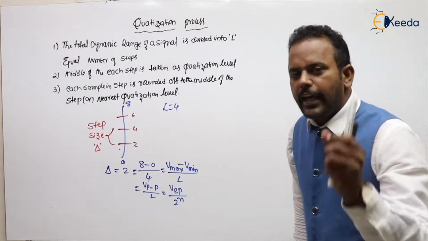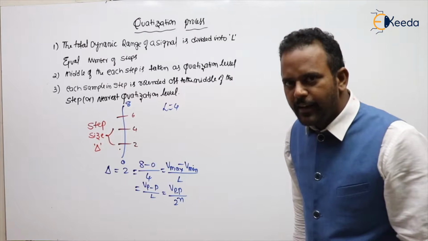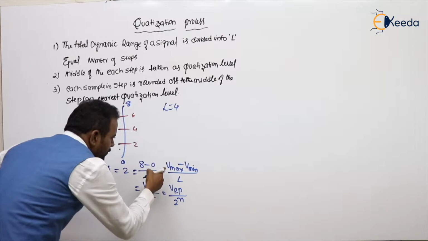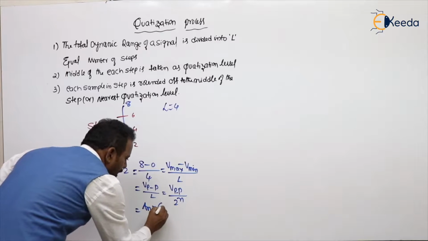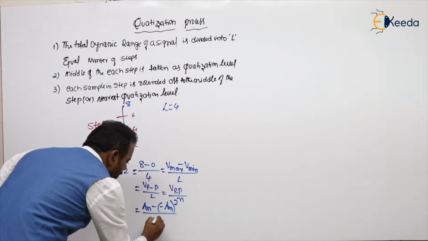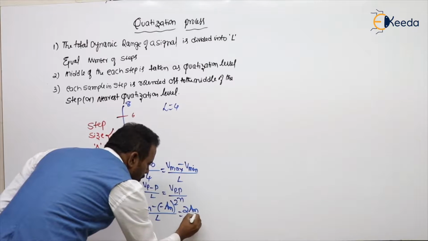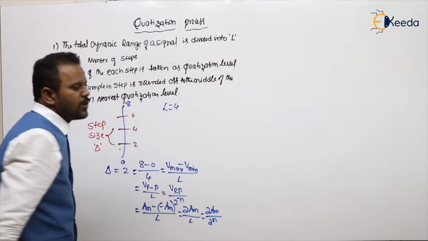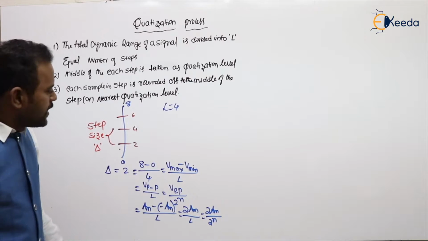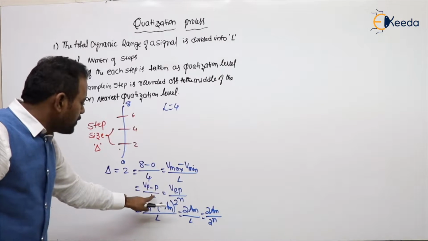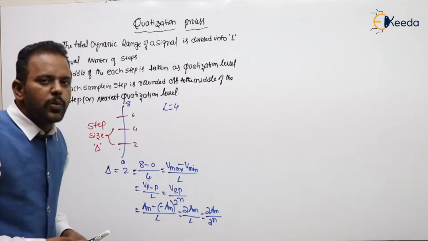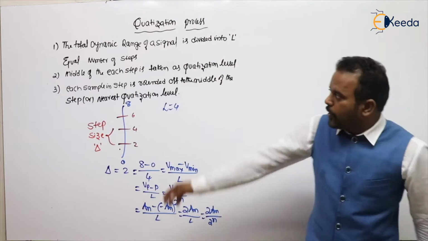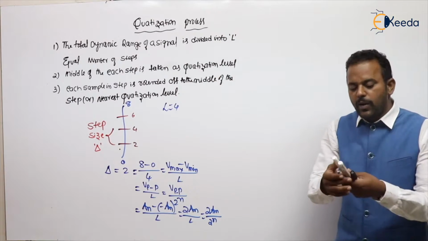For example, if it is a sinusoidal signal, then what about the delta formula? V max is Am, V minimum is minus Am for the sinusoidal signal, divided by L. That is 2Am by L, or 2Am by 2 power N also. Are you getting my point? So for general, V peak to peak by L. For sinusoidal, 2Am by L or 2 power N. L means 2 power N. So the first point is, total dynamic range is divided into L equal number of steps.